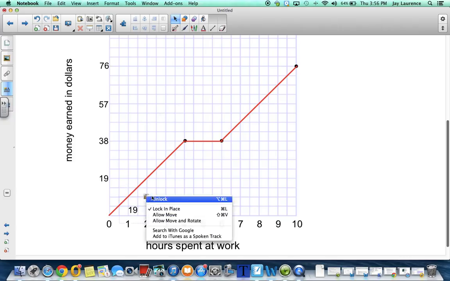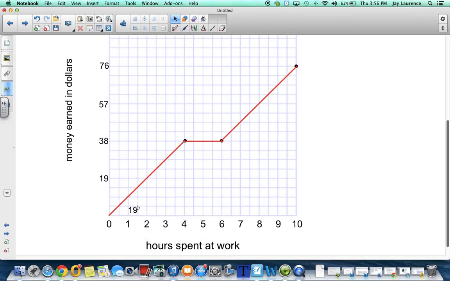I've got a 19 in there kind of randomly. I don't know why. I'm going to take it out. Okay, let's look at our graph first of all. Here along the bottom, our hours spent working, there's our independent variable again. There's our x. Our money earned in dollars is y, so here they made $19, here they made $38, $57, $76.